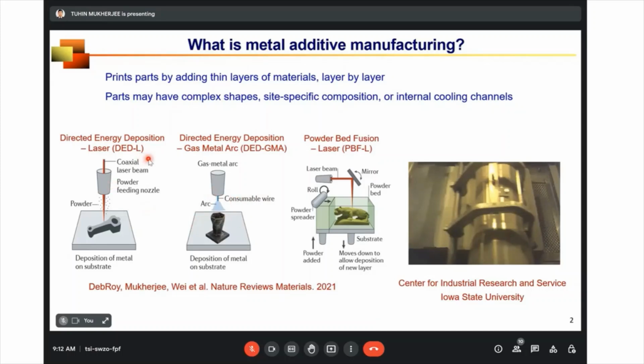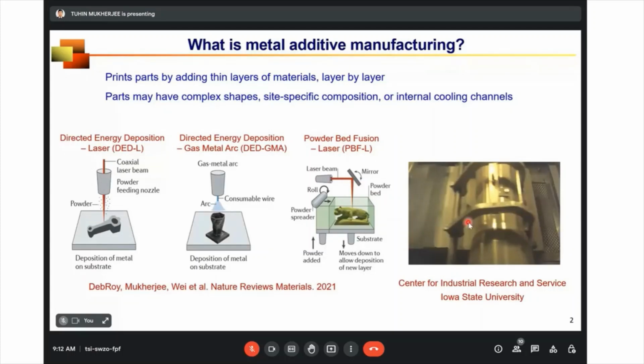But in contrast, in powder bed laser process, you can see that very small powders, often in size of microns, are deposited in a powder bed in thin layers, and they are selectively melted by a laser beam. And the process continues until the part is made in 3D.